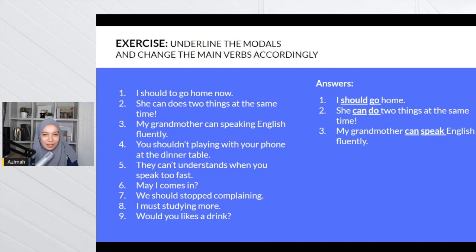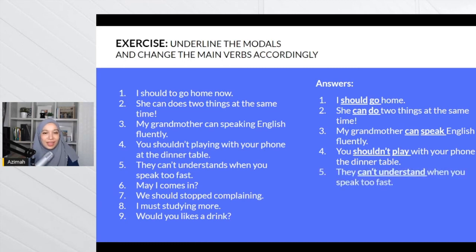So can and speak. Okay. Number 4, you shouldn't play with your phone at the dinner table. Shouldn't, right? Number 5, they can't understand when you speak too fast. So it's not "they can't understands" or "they can't understanding." All right. Number 6, may I come in? Not "may I coming in," "may I comes in."